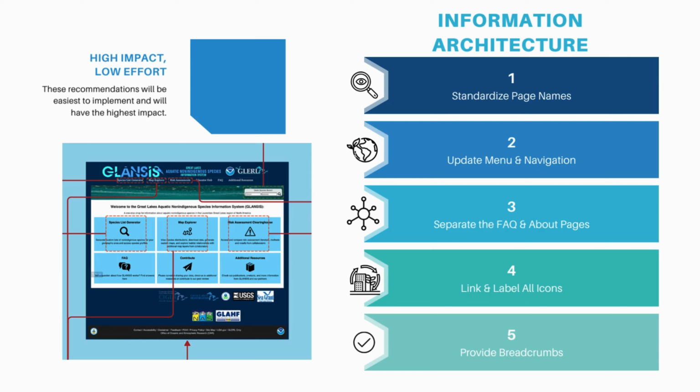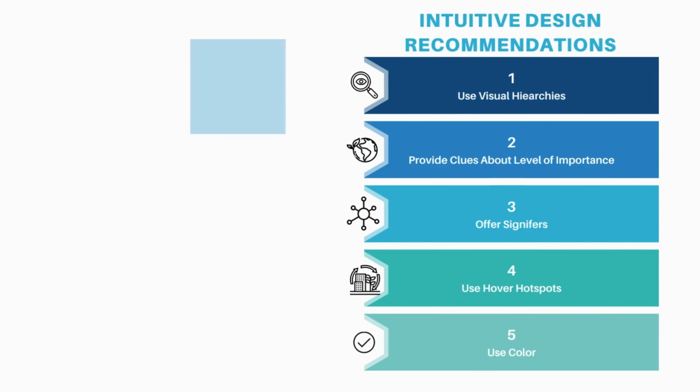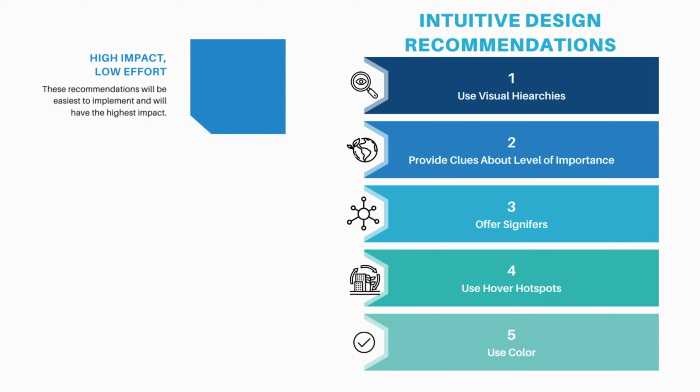We also recommend updating the homepage menu navigation in order to make it a little more intuitive. We recommend separating the FAQ and the About pages. We also recommend providing navigation breadcrumbs so users can be reminded of their location rather than having to recall from memory. Our second recommendation is to improve the site's intuitive design, usability, and accessibility.